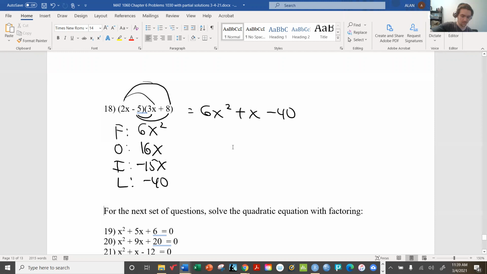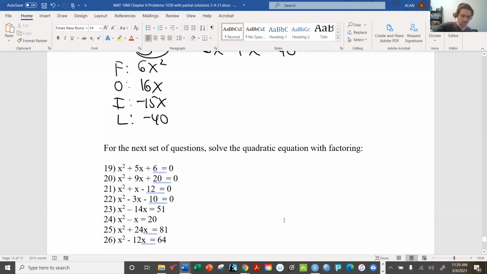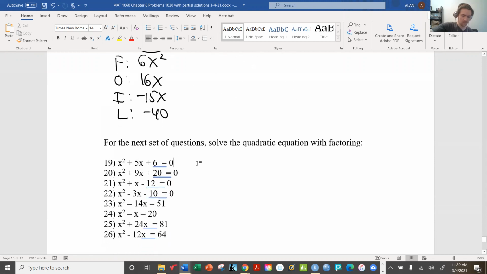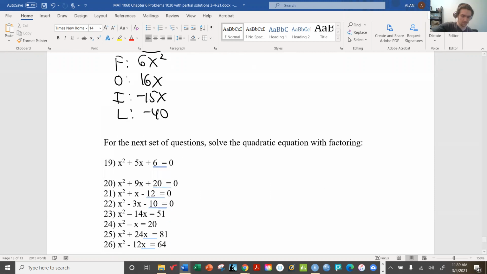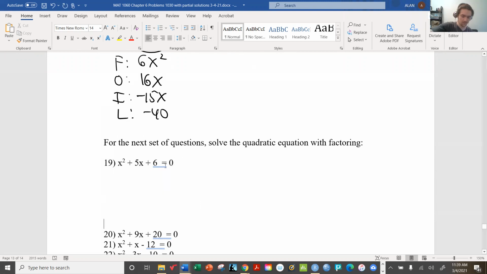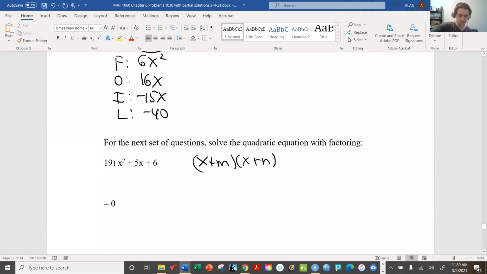Now, the next batch of questions require us to solve these equations, but with factoring. We're going to save the quadratic formula for last. It does specifically say factoring, so you really do have to use factoring. You can double check with the quadratic formula if you want, but you do have to show that you know how to factor with these. Now, remember how this works. Just a quick review. If I take x plus m and x plus n, and I apply FOIL to it, oops, what happened there? Let's see what happens.